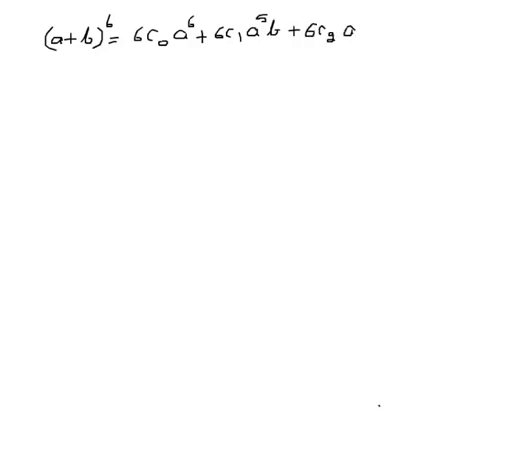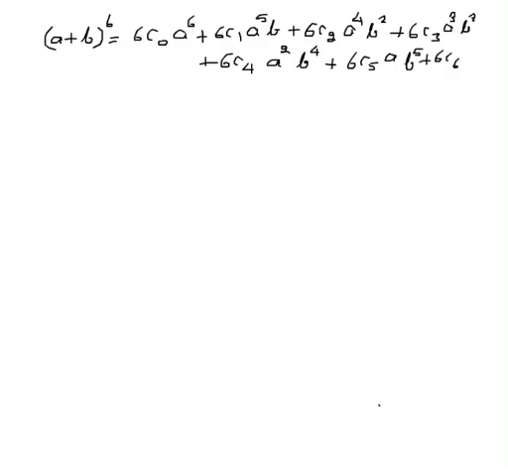The next term will be 6C2 a raised to 4 b square and then 6C3 a cube and b cube plus 6C4, reduce the power of a square and increase the power of b. 6C5, reduce the power of a, it becomes a raised to 1 which is a, and b raised to 5. And the last term is 6C6 a power 0 which is 1 times b power 6. This is the expansion of (a + b) to the power 6. Now we can easily write the binomial expansion for any index which is a positive integer.